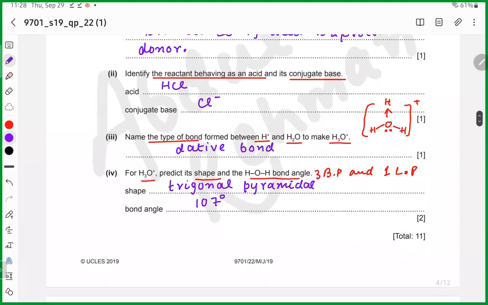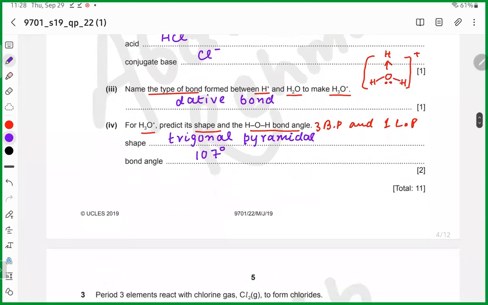Look, the angle is not the shape. In water, the shape of the molecule is bent. Here we have water, where oxygen has two lone pairs, and here we have a hydronium ion, where oxygen has one lone pair only. In both cases, the angle is between hydrogen, oxygen, and hydrogen, whether it's water or a hydronium ion.